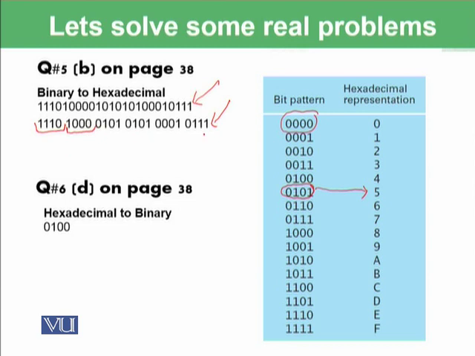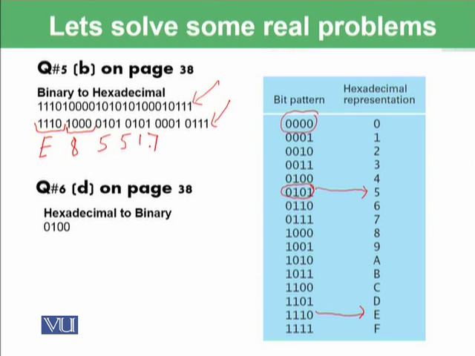So you can see the first group 1110, so that is E. So against this you need to write E. Then you have 1000, which is 8. Then you have 0101, which is 5. Then you have again 0101, which is 5. Then you have 0001, which is 1. And then 0111, which is 7.